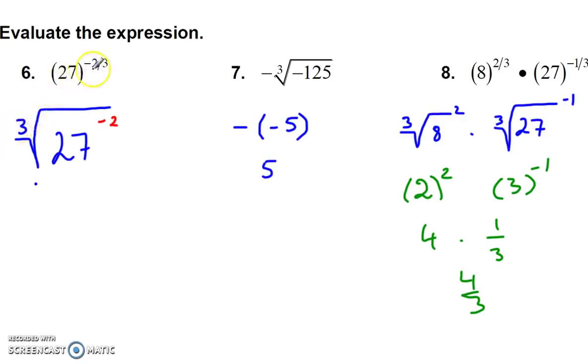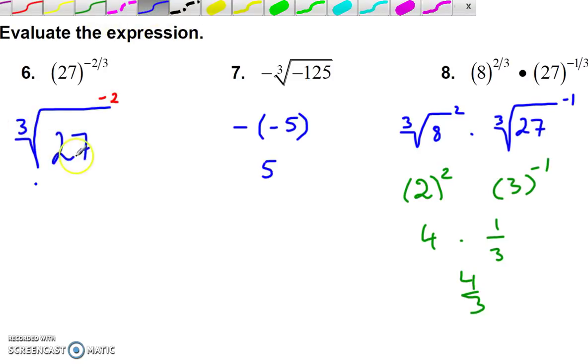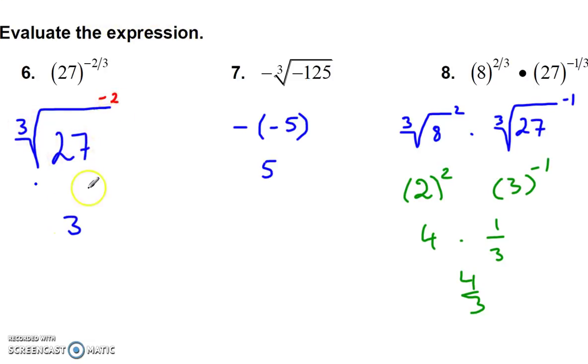Okay, number 6, first thing, I'll rewrite this. That's a cube root, and then to the negative second power. It doesn't matter whether that's down here or out there. So I can first do the cube root and then do the negative second power, or first negative second power and then cube root. So I'm going to first cube root it, because that's easier, and that's 3. And then to the negative second is 1 over 3 squared, which is 1 over 9.